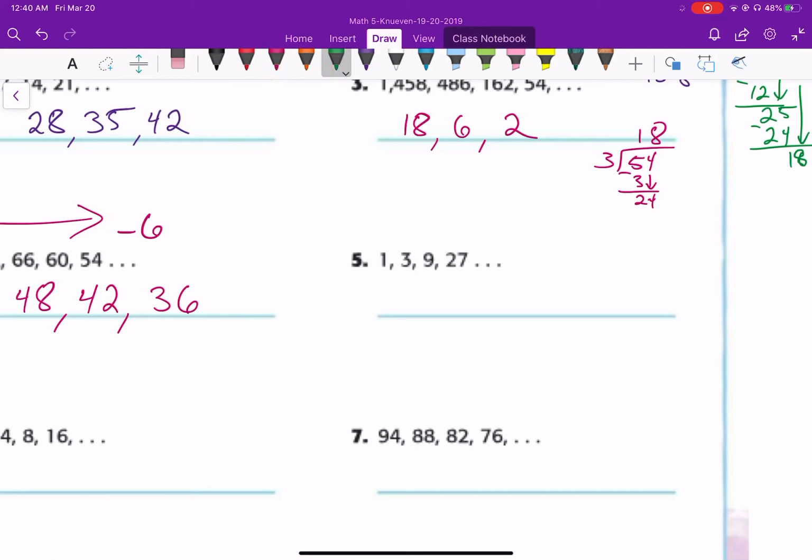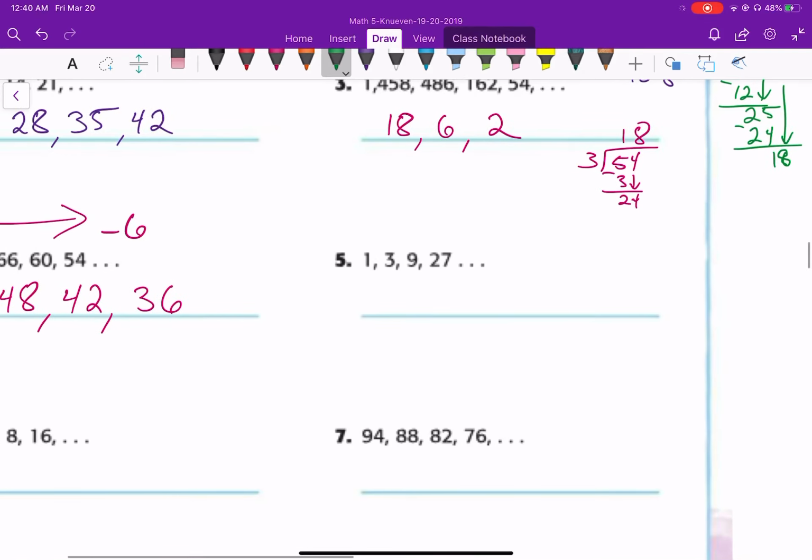And let's do one more here. So 1, 3, 9, and 27. Well, these are multiplication patterns of 3. So 1 times 3 is 3, times 3 is 9, times 3 is 27. So if I were to multiply again, 27 times 3. 3 times 7 is 21. 1 down, carry the 2. 3 times 2 is 6, plus 2 is 8. So my next one is 81.